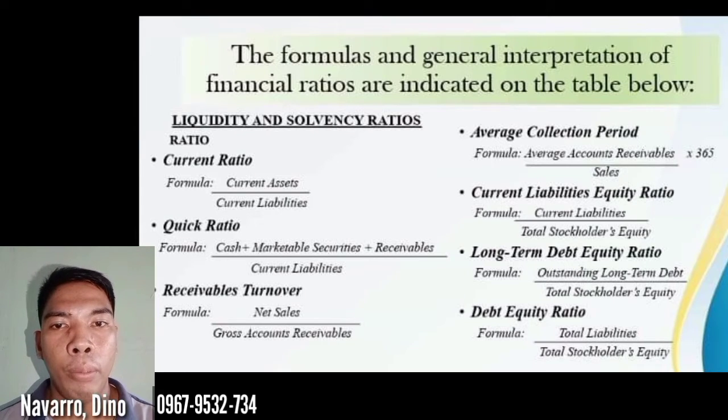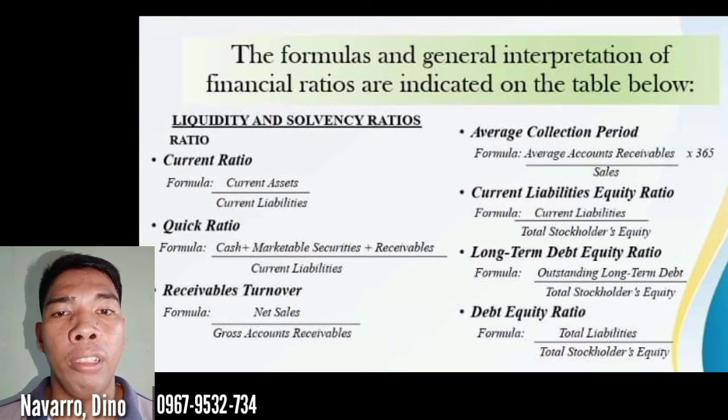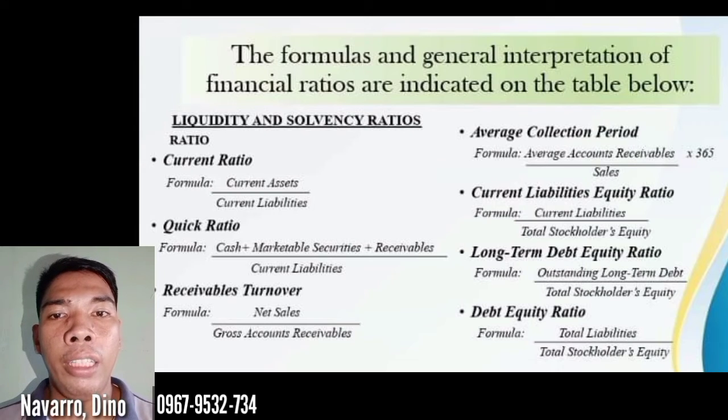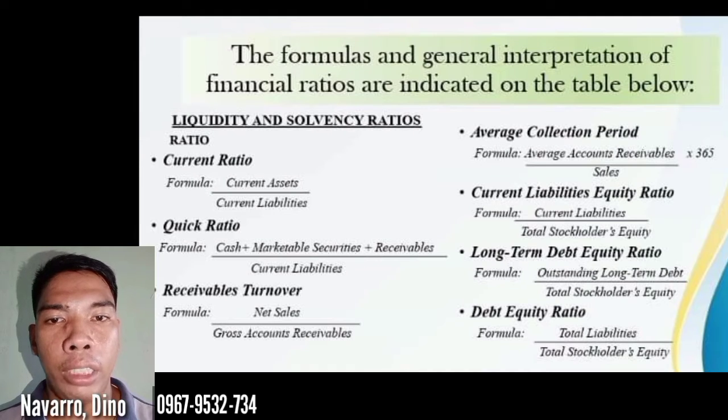Quick ratio formula: cash plus marketable securities plus receivables divided by current liabilities. It supplements the current ratio and is a more severe test since it considers only the quick or relatively liquid assets. Receivable turnover formula: net sales divided by gross accounts receivable. It represents a valuable test of the collectability and currency of receivables, also an excellent check on the current ratio.